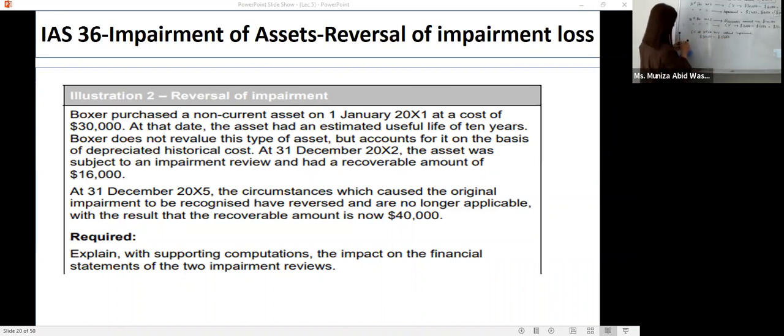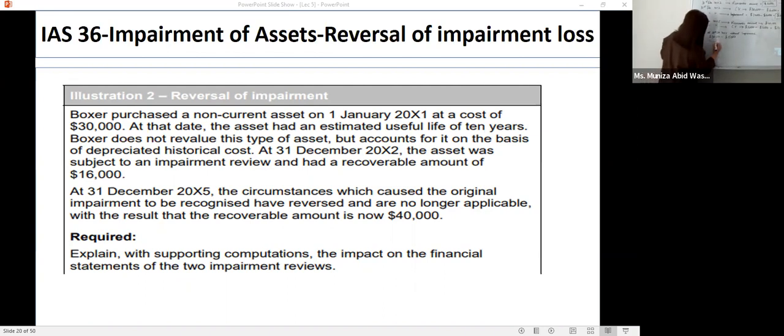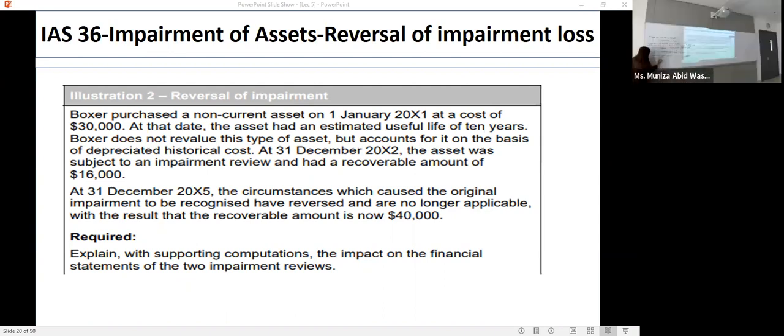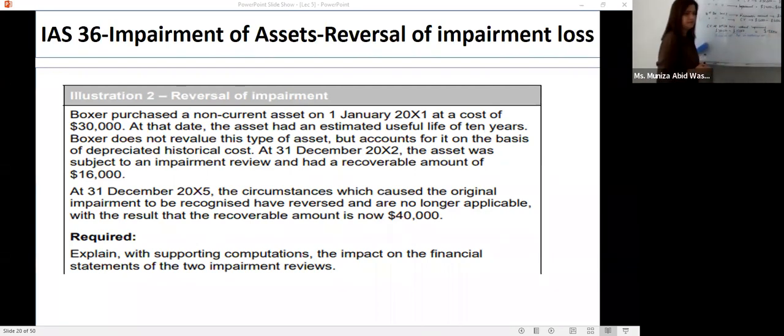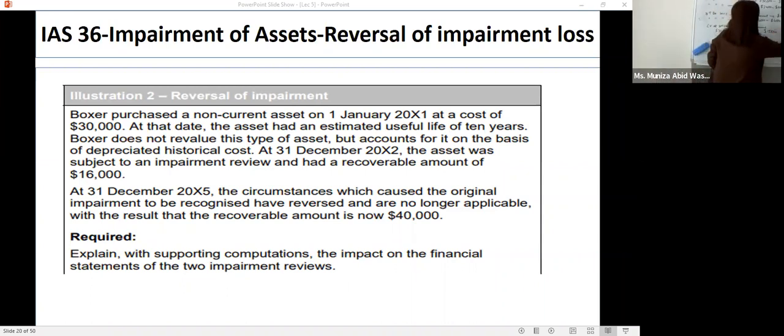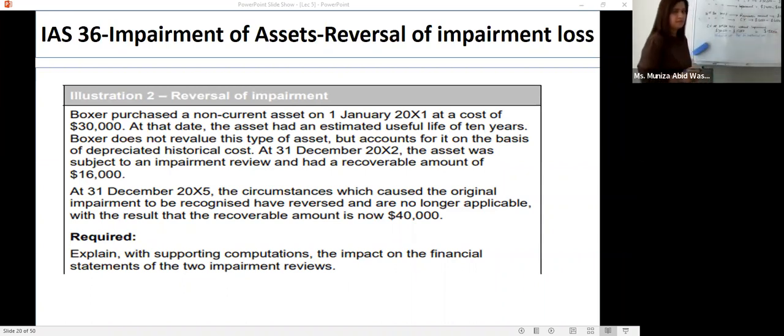This one is historical cost, and this one is depreciation on historical cost. So now the carrying value without the impairment would be how much? 15,000. Got it? Now you are going to compare two values, this 15,000 and this 10,000.